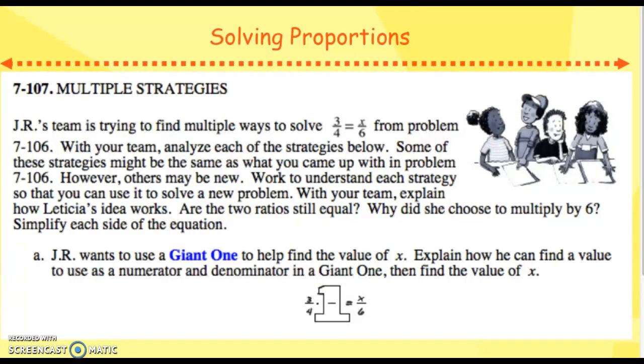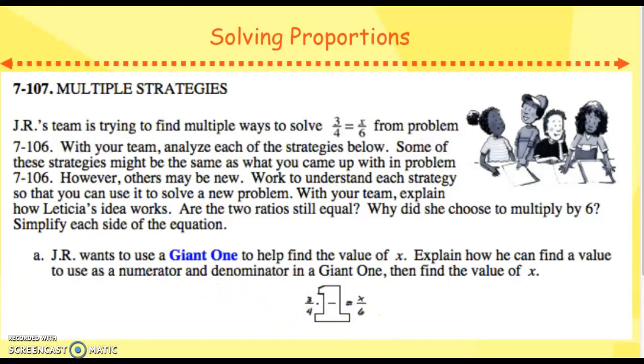With your team, explain how Letitia's idea works. Are the two ratios still equal, and why did she choose to multiply by 6? Simplify each side of the equation. So A says JR wants to use a giant 1 to help find the value of x. Explain how we can find a value to use as a numerator and a denominator in a giant 1 and then find the value of x.